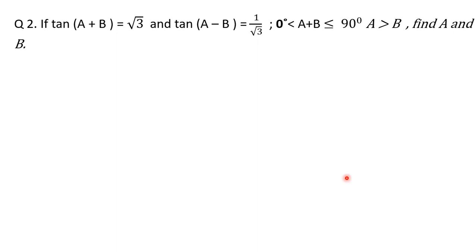Now let's take the next question, number 2. If tan a plus b is root 3 and tan a minus b is 1 upon root 3, where a plus b is greater than 0 degree and less than or equal to 90 degree, and also a is greater than b, find the values of a and b. So let's solve this. As it is given in the problem, tan a plus b is equal to root 3.